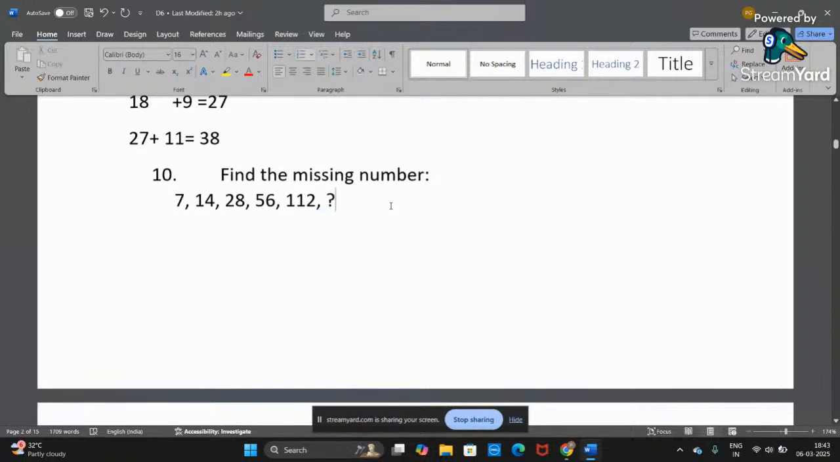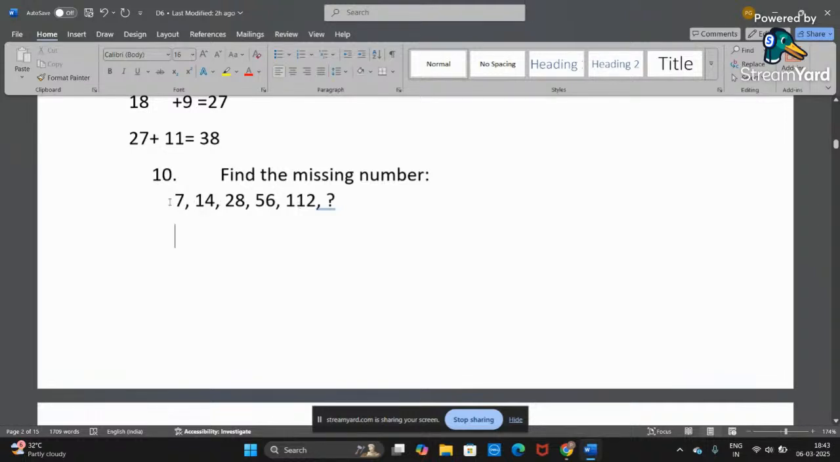Find the missing number. 7, 14, 28, 56, 112. We need to find the next number. So we need to find the logic between 7 and 14. What is the logic behind this? We need to find out first. First, let's see if they add 7 every time. 7 plus 7, it is 14. 14 plus 7, it is 21, not 28. So that logic is wrong.